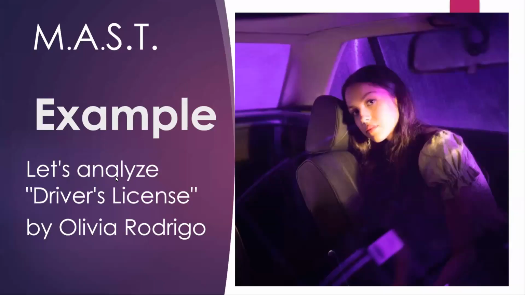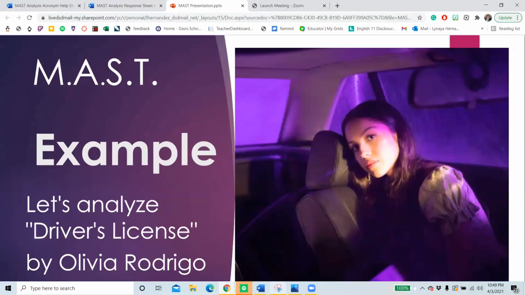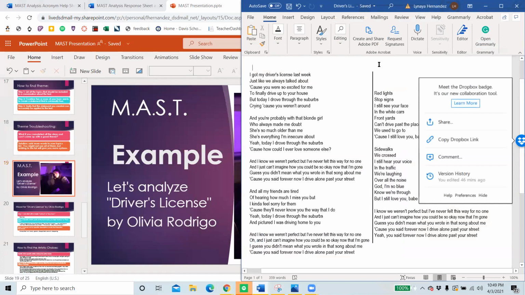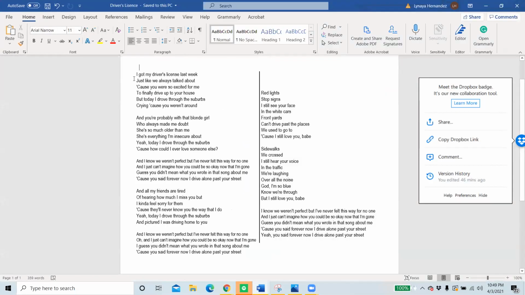So now that we have this MAST acronym to help us analyze something, let's actually do it. Let's actually analyze a text, right? And so I've chosen to analyze today Driver's License by Olivia Rodrigo, right? So here's the text, and I won't read through all of it. "I got my driver's license last week, just like we always talked about." It's interesting because there's a "we" there, right? It means she's talking to someone. And this is a private conversation. "Because you were so excited for me to finally drive up to your house, but today I drove through the suburbs crying because you weren't around."